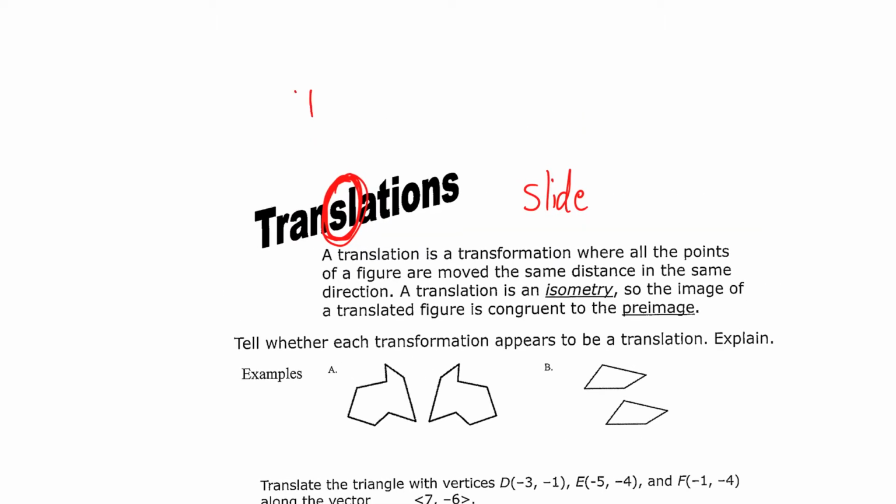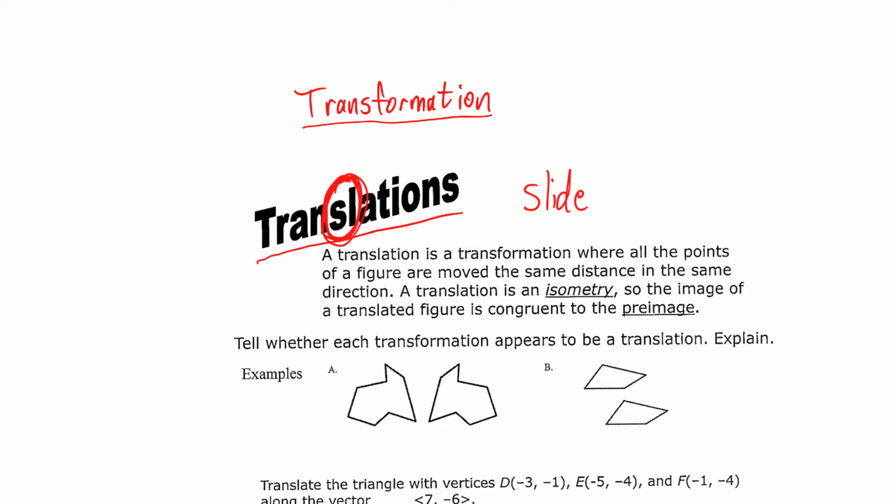Okay, so let's write this down. There's this word, transformation. Write this down up at the top. Transformation. Okay, and the word we're talking about today is translation.